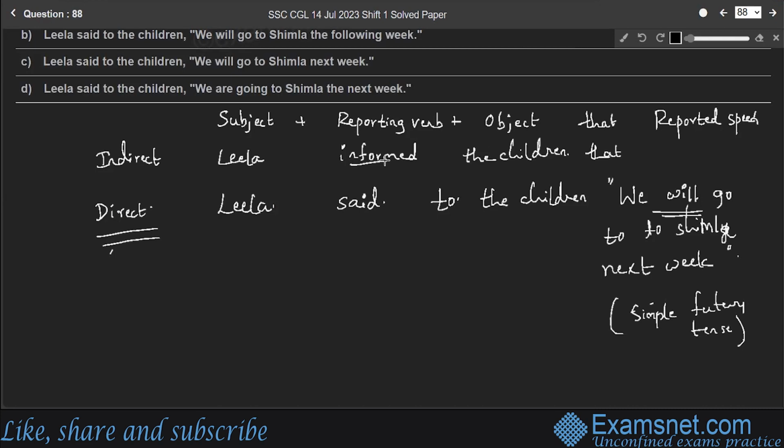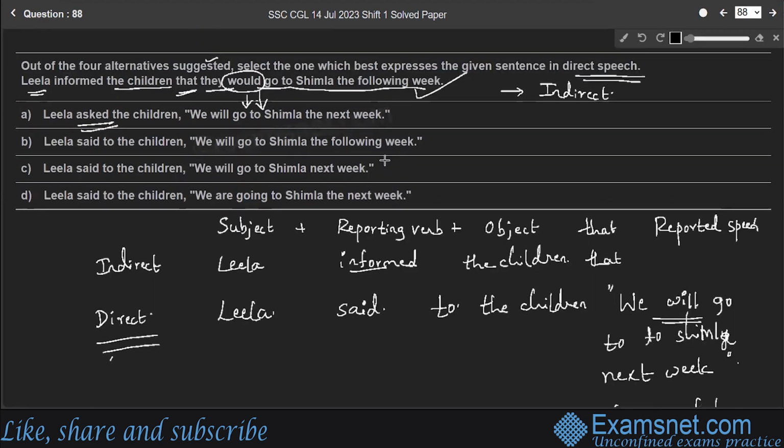Therefore, look at the options. Option C is the right answer. Leela said to the children, we will go to Shimla next week. Option C is the right answer.